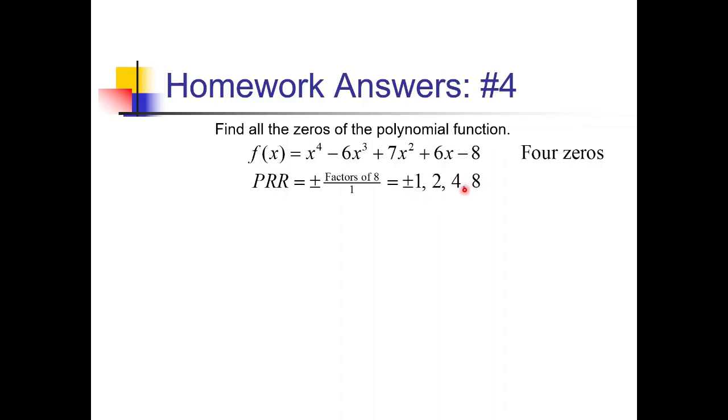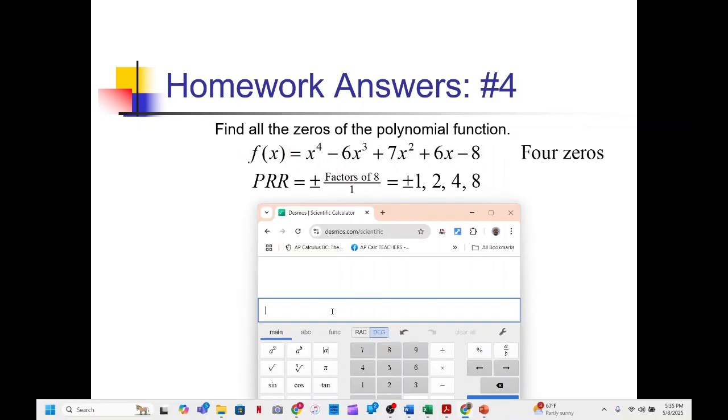But we're going to try all of them in the Desmos here if we plug in this function into Desmos. So here's my Desmos scientific calculator. Let's put our f of x function in. That was x to the fourth minus 6x cubed plus 7x squared plus 6x minus 8. And we'll just plug in all of these from left to right.